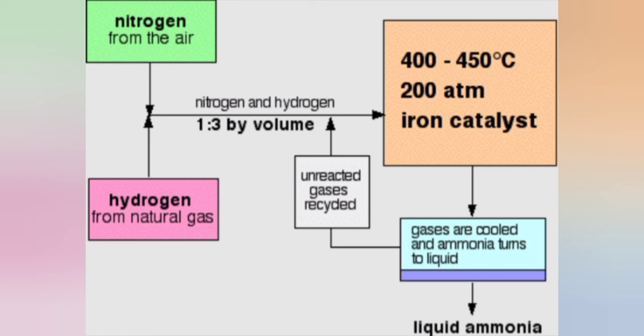Why is Haber process so important? Ammonia is produced industrially, and ammonia is used for fertilizers and explosives, as a cleaning agent, as a solvent, because it can dissolve grease and fats. And industrially, nitric acid is made by catalytic oxidation of ammonia. So this process is very, very important to us.